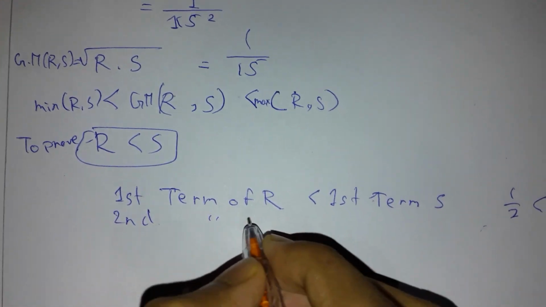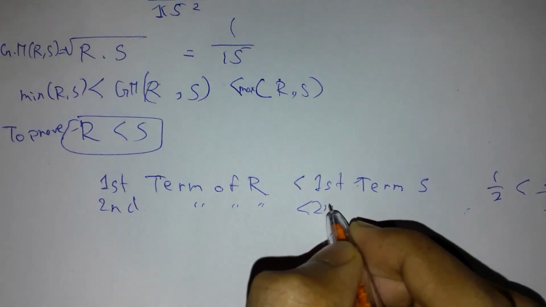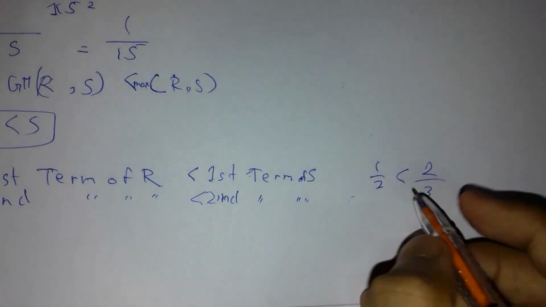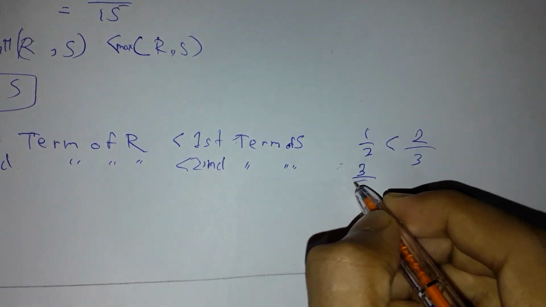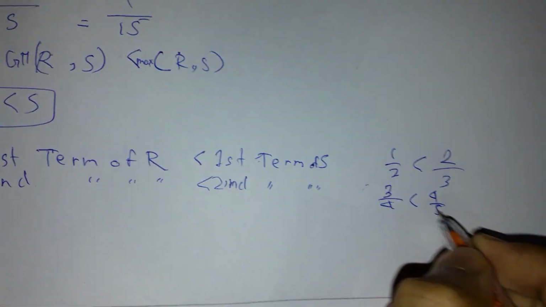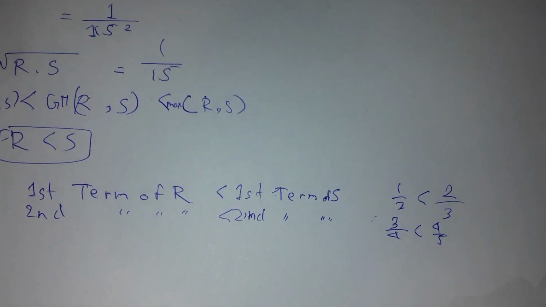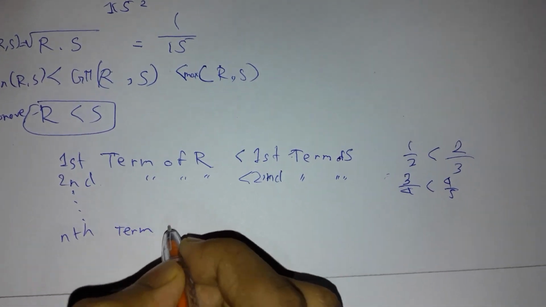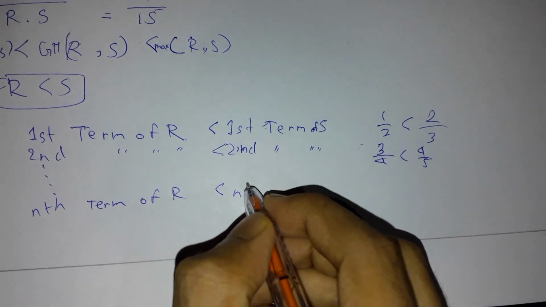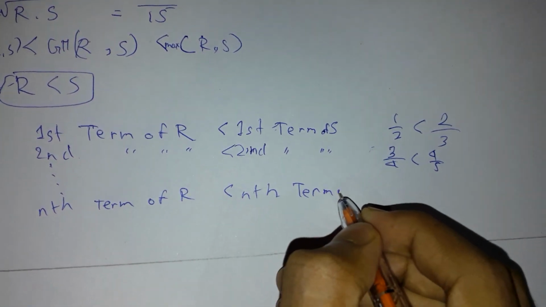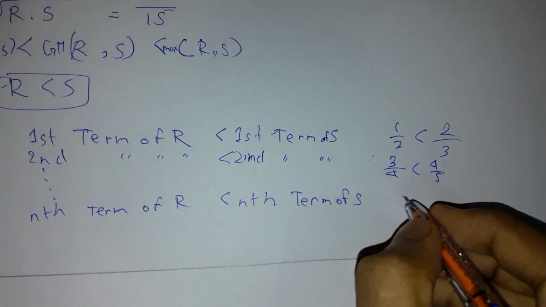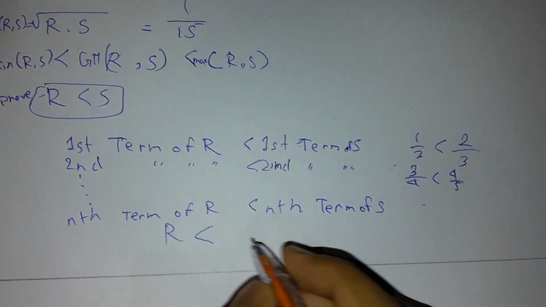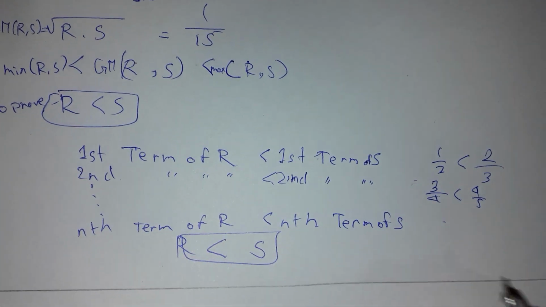Similarly, the second term of R is less than the second term of S. So 3 by 4 is less than 4 by 5, because 3 times 5 is 15 and 4 times 4 is 16, which is obviously true, and so on till the nth term of R is less than the nth term of S. That is also proved. So we can say that by multiplying these, R is less than S, and hence proved.